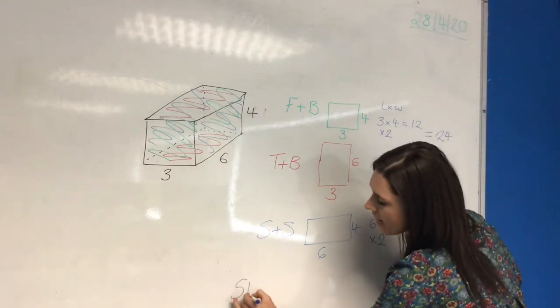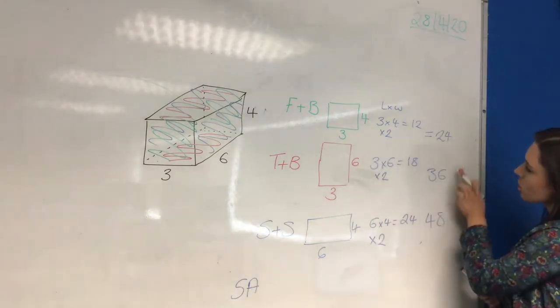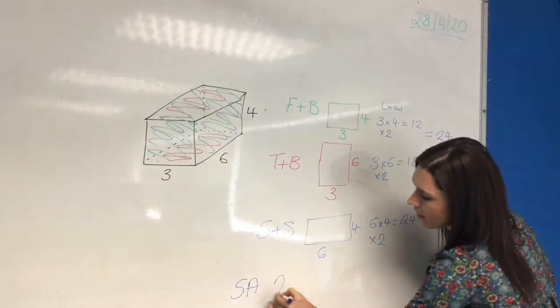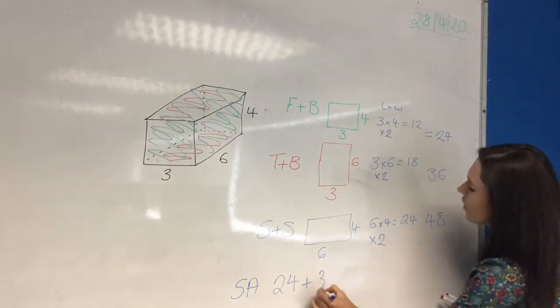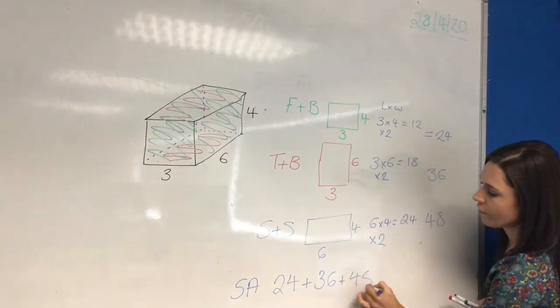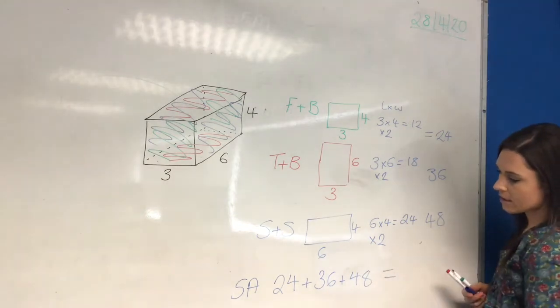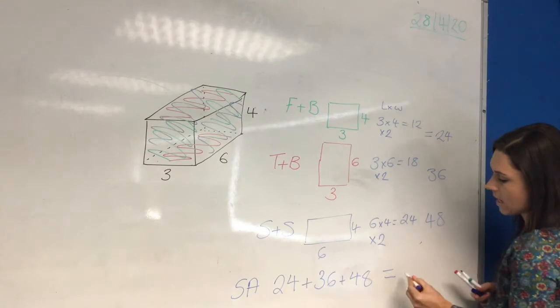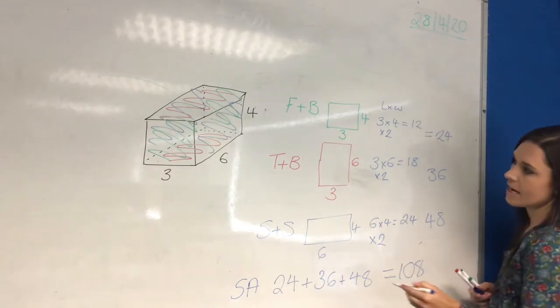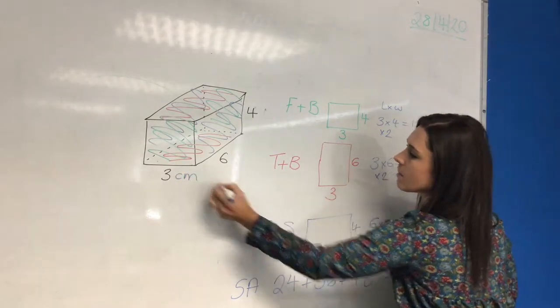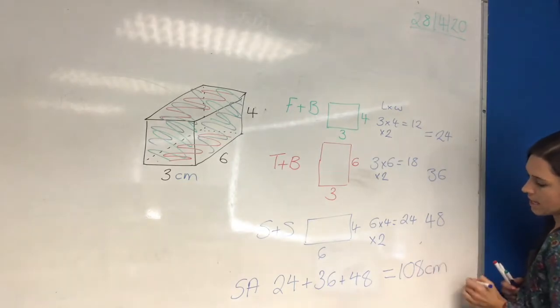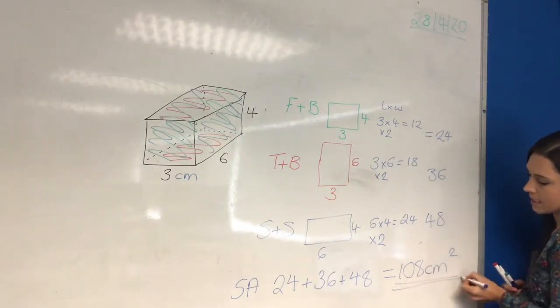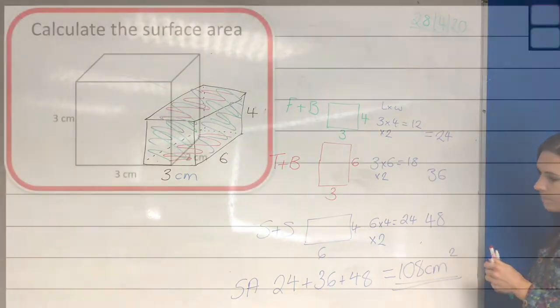So our surface area of our cuboid is the total of these 3 digits here. 24 and 36 and 48. If we add those up together, 36, 60, 108. And if our units are centimetres, the answer would be 108 centimetres squared.